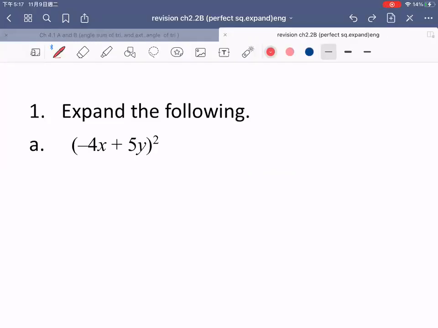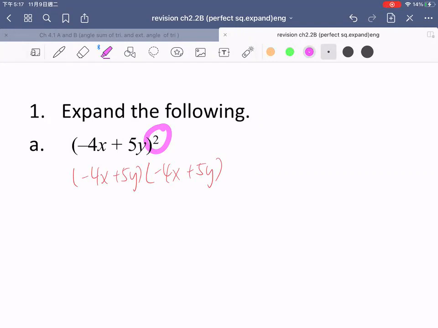In this exercise, we want to expand this perfect square, and that is what we have learned in Form 1, which is minus 4x plus 5y times itself, like this, right? Because we have a square here, which means it has the same number, minus 4x plus 5y.